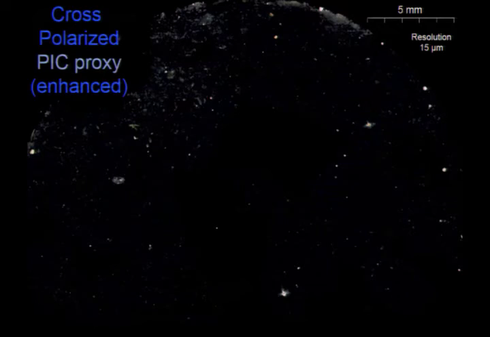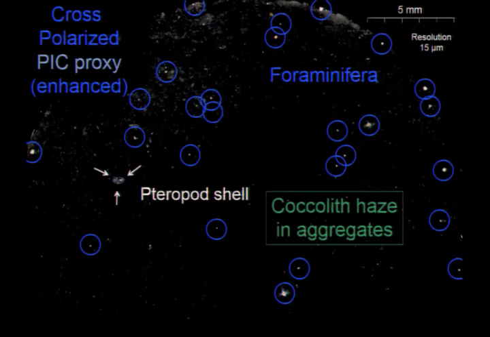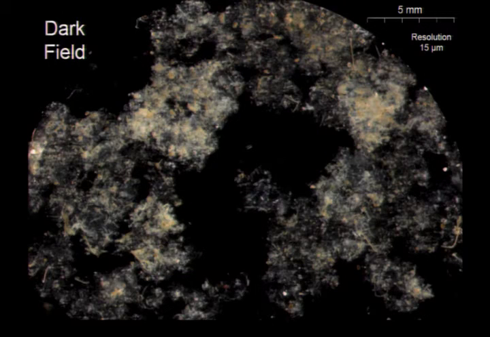So cross-polarization, you can immediately see little dots light up, and these are foraminifera. This is actually a living Spinose foraminifera. There are several of them in the sample associated with aggregates. That's a pteropod shell. Those are all forams. There's a haze in aggregates that we can account for in coccoliths. And this is the dark field image. And so you can actually discern the color of particles in a way that you can't get with the transmitted light image. And that could be very diagnostic in identifying specific particles.